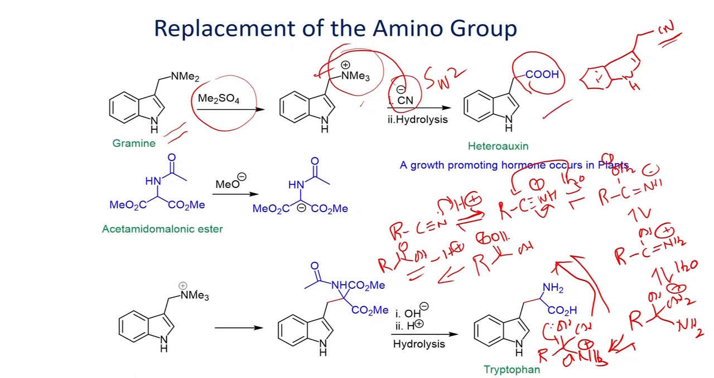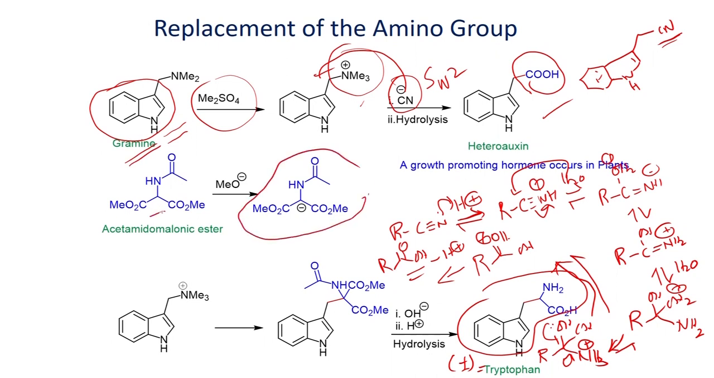Another example, if you have indole, it can be readily converted into an amino acid. Here the synthesis of this amino acid is shown. You can react the indole with the iminium salt that you can generate from dimethylamine and formaldehyde. You can make this Mannich product. Once you form this one, you can try to react with this nucleophile.